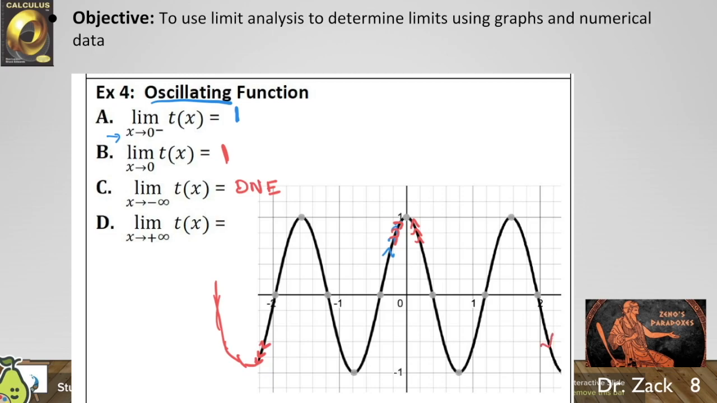On the right-hand tail, look at this, the same thing is happening. The pattern's been established that it's going to go back up. So this tail end behavior also does not exist. So this is an oscillating function. This happens a lot with your trig functions, and you have to keep an eye on the tail end behavior because sometimes they just don't have limits.